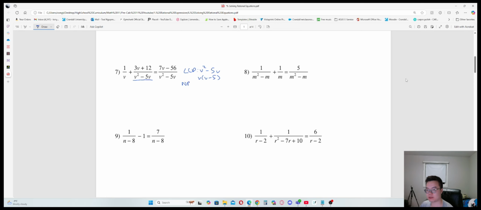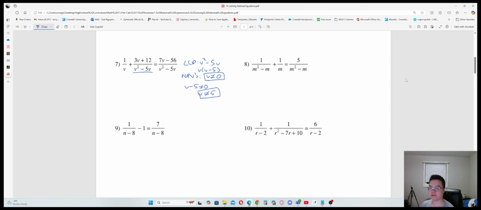My NPVs will be solving for the v values not equal to 0. So my first value is v not equal to 0. My second value is v minus 5 not equal to 0, then I will have v not equal to 5.